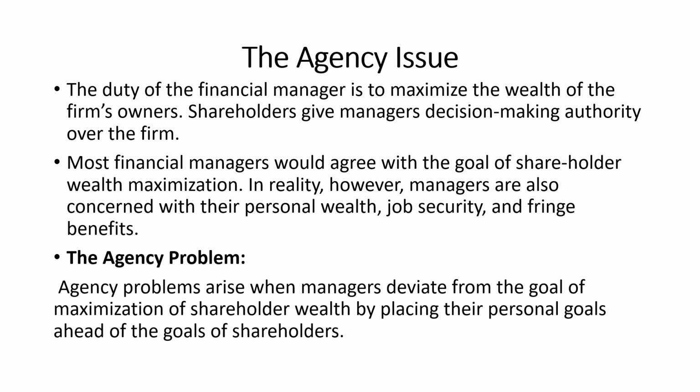Shareholders give managers decision-making authority over the firm. So most financial managers would agree with the goal of shareholder wealth maximization. They want to maximize their wealth. In reality, however, managers are also concerned with their personal wealth, job security, and benefits. So the agency problem arises when managers deviate from the goal of maximizing shareholder wealth by placing their personal goals ahead. They want only their personal goals and are not interested in the corporation's goals. So here the agency problems appear.